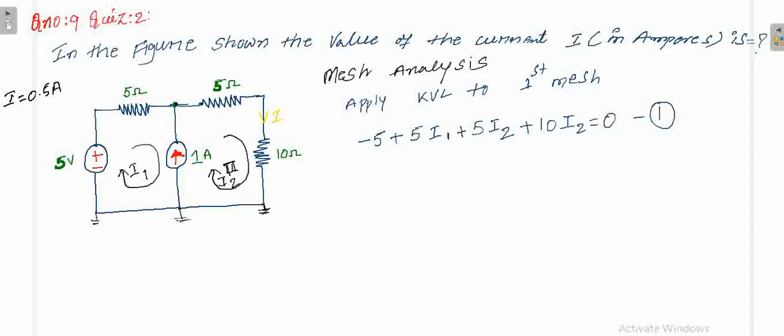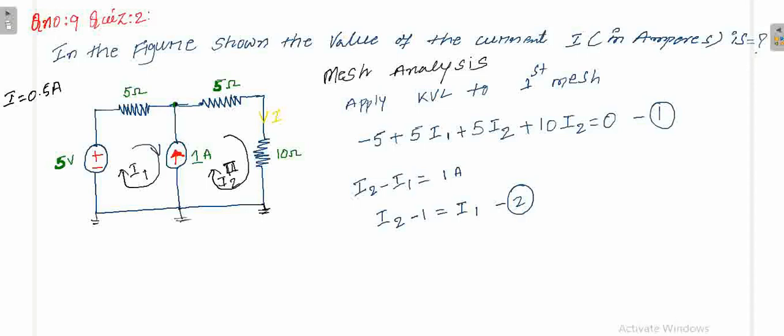Next, by observing this, this is the direction of your I1 and this is the direction of your I2. So this is the common branch current direction. For the common branch current direction, I1 is in the opposite direction, I2 is in the same direction. So we can write I2 minus I1 is equal to 1 ampere. From this we can write I2 minus 1 equal to I1. This is your equation number 2.